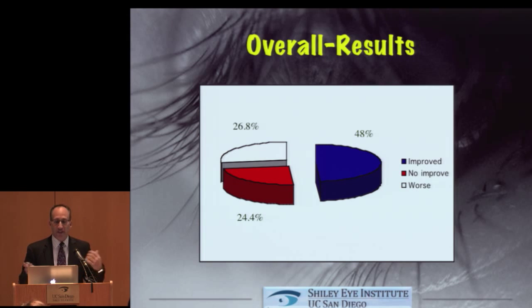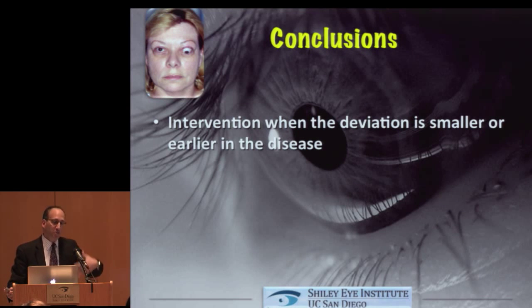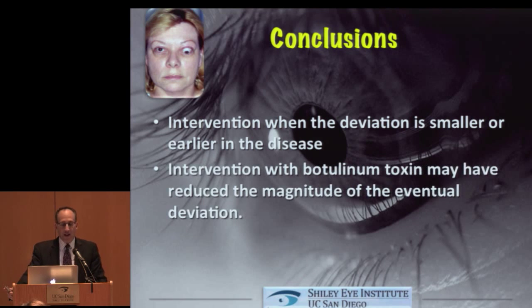The smaller the deviation, the easier it is to fix. And we demonstrated all that, and we presented that at meetings. So we do know that the intervention when the disease is smaller, or the deviation is smaller early in the disease, is better. And that Botox may reduce the final amount I have to operate.